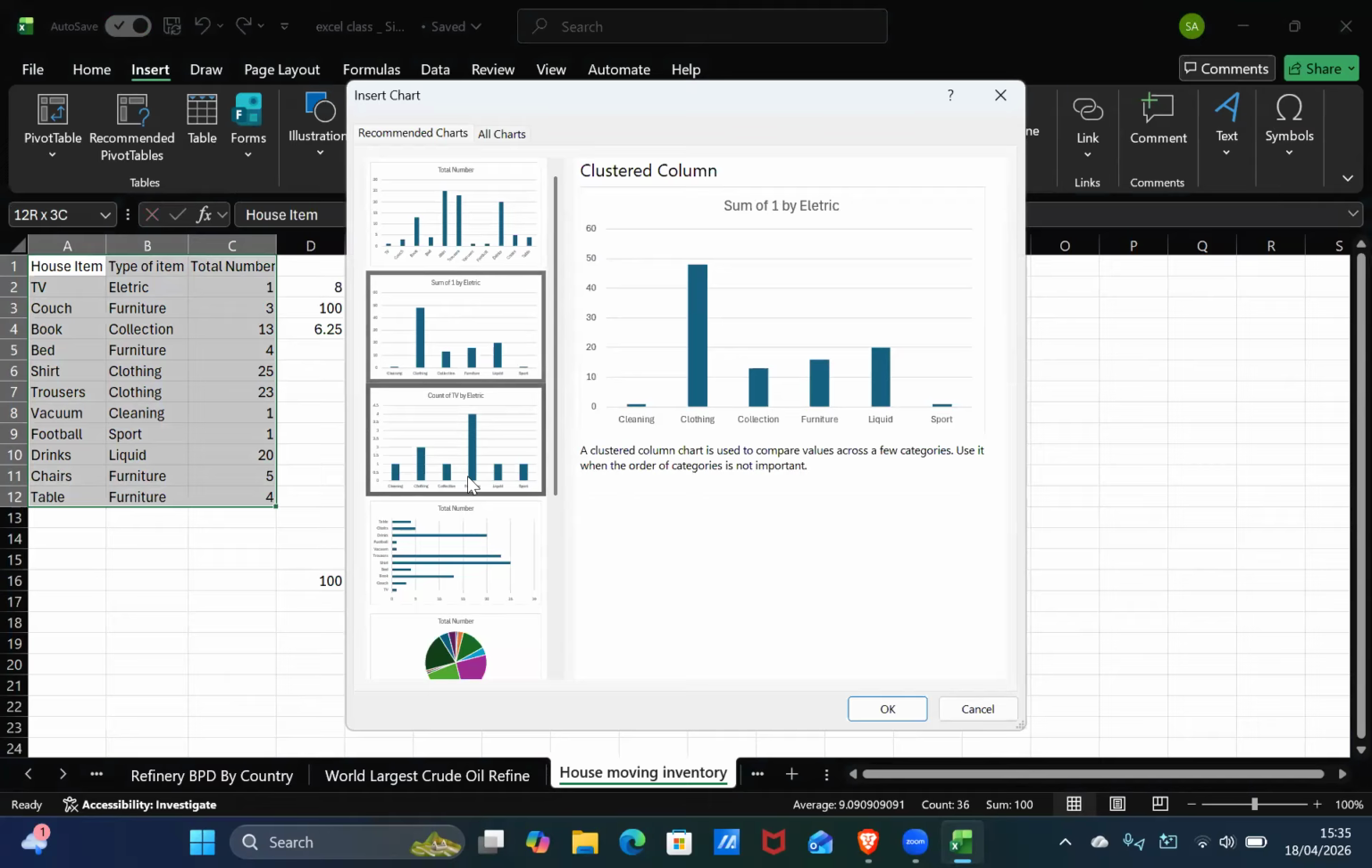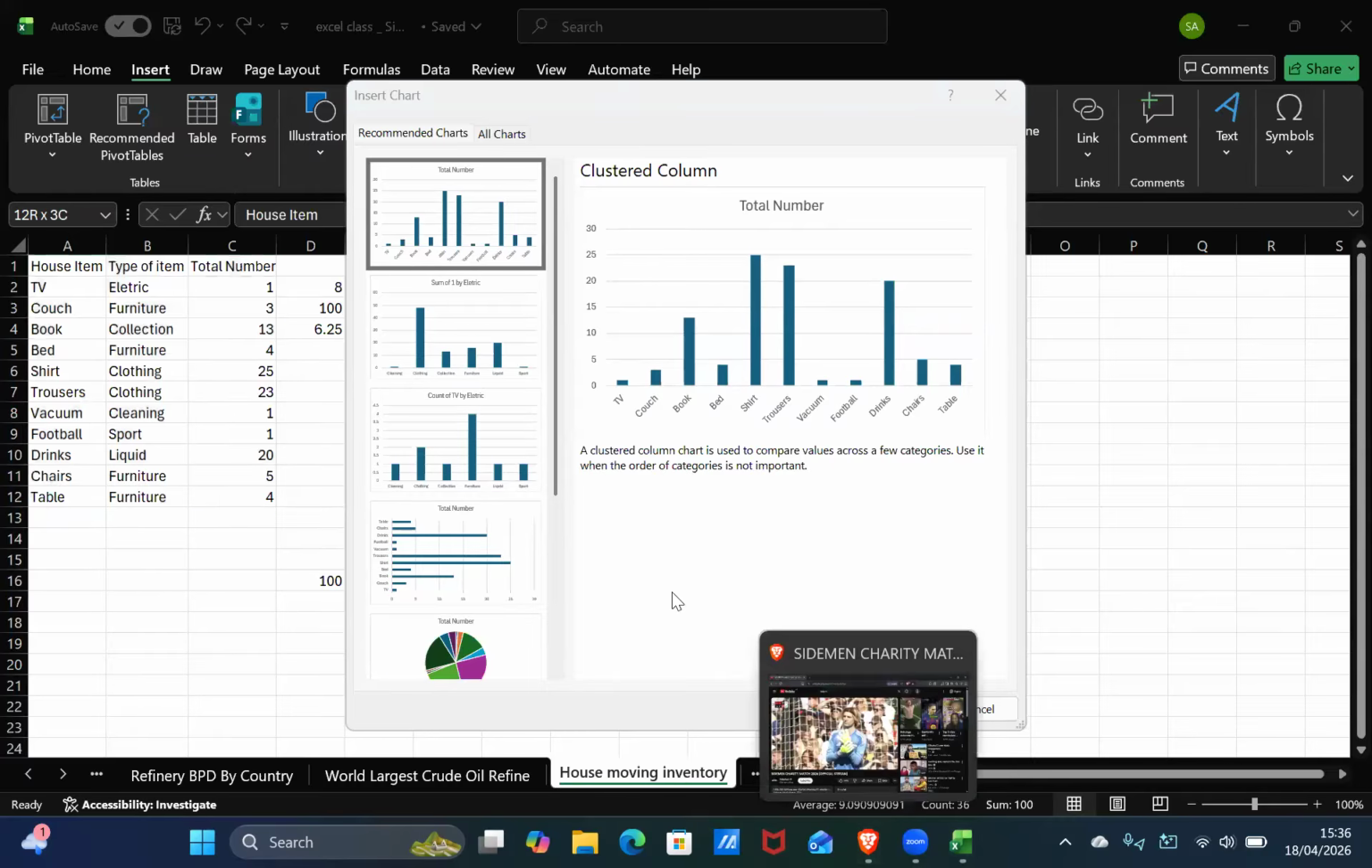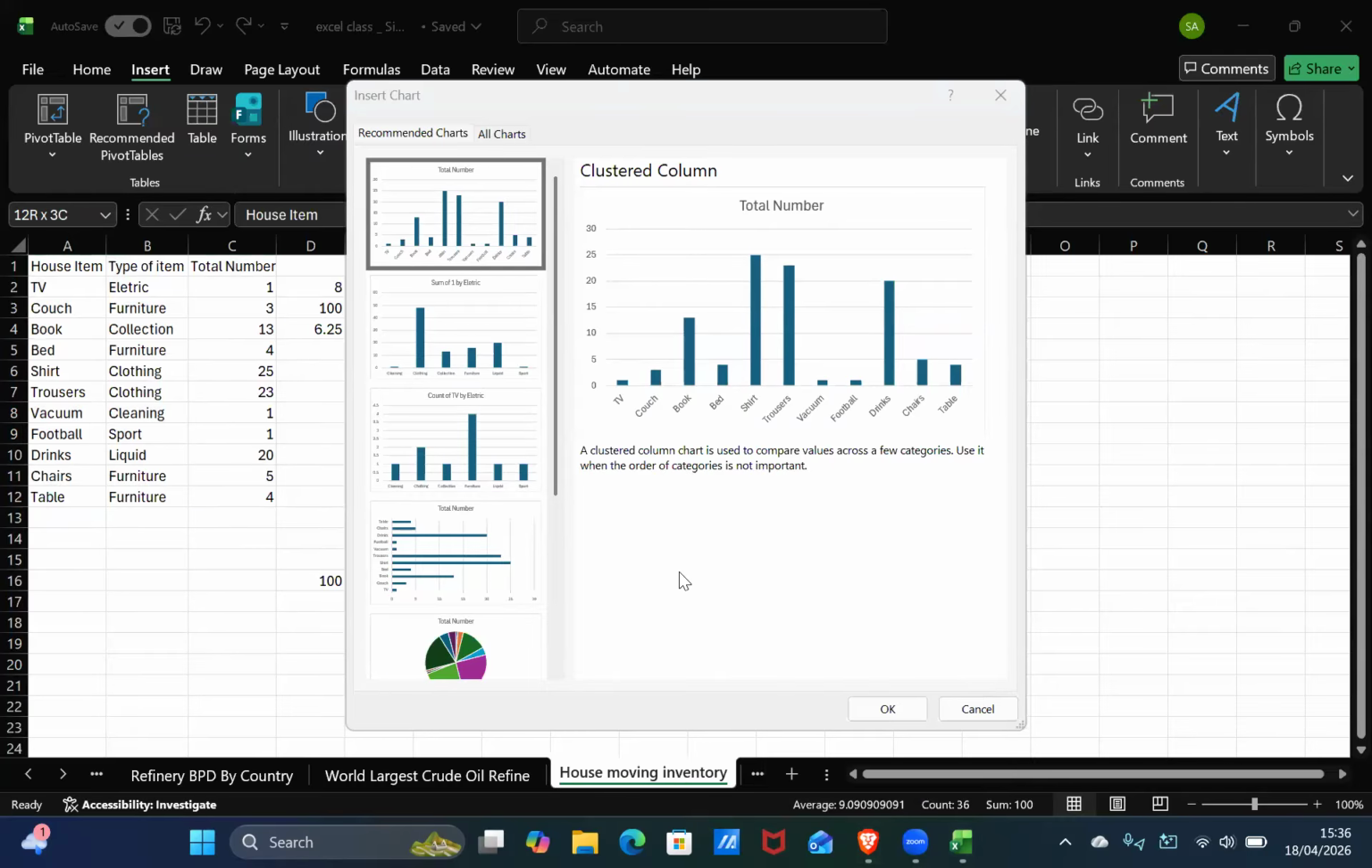Okay. Okay, so let's see what you have here. TV, leave this one, or let me see, clustered columns. TV, couch, book, bed. Okay, this one doesn't use the types. It just works with TV. Okay, so fine. If we want to do this, I think this one is good. So you can pick this chart as one of them.